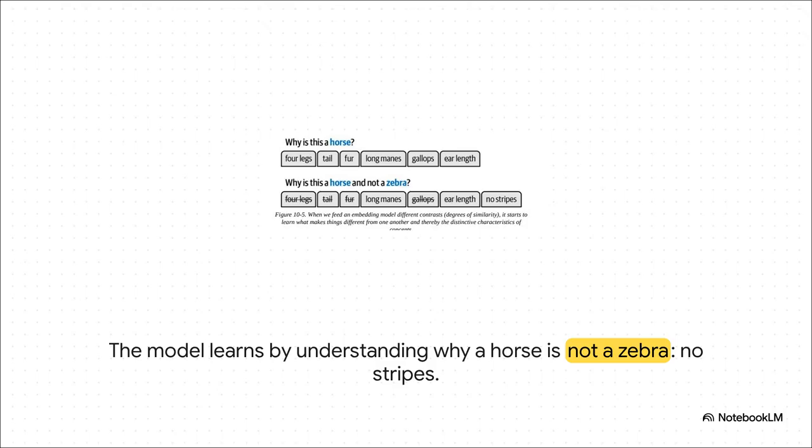Sure, you could list its features: 4 legs, a tail, a long mane, but a zebra has all those things too. The deepest understanding comes from the contrast. A horse is like a zebra, but without stripes. That one point of difference, no stripes, is what solidifies the idea in your mind. That's exactly what contrastive learning does for an AI.